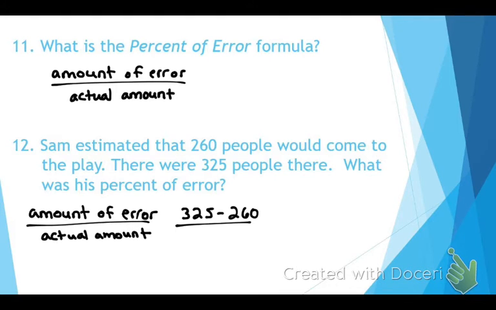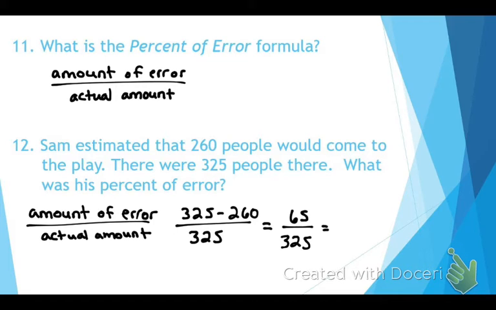Divided by the actual amount. How many people actually came to the play? 325. Okay, because it says right here there were 325 people actually there. Guys, what's 325 minus 260? 65. So he was off by 65 people. I need to take that and divide it by the actual amount of people that were there, which was 325. So go ahead and divide that for me.